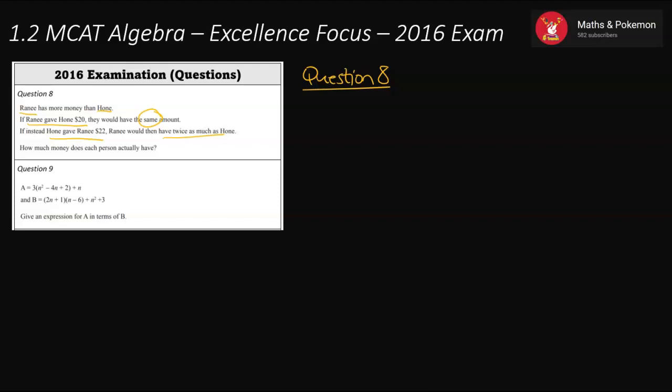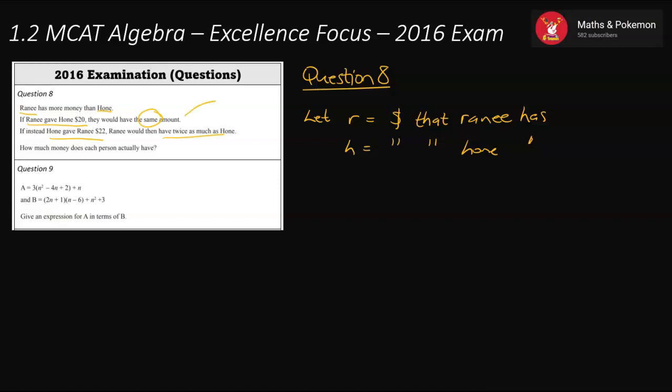So the first thing I need to do is probably define my variables. So we're going to say let R equal the money that Rane has. And then we're going to do the same for H. That's the money that Hone has. And from that, we can form some algebraic expressions.